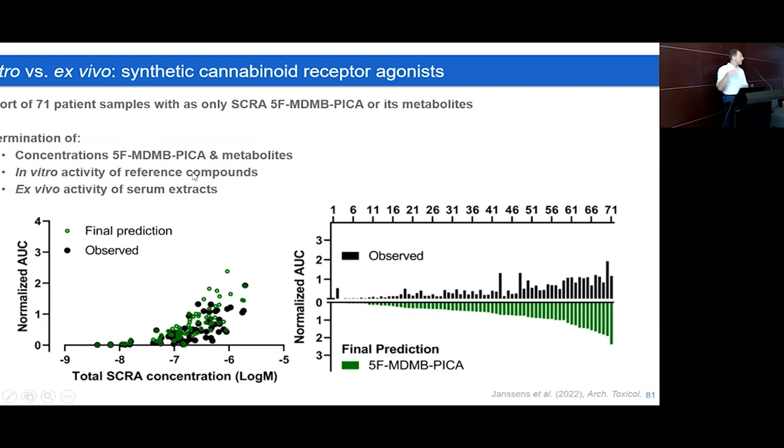So in other words, we can predict what the activity is in someone's serum and to what extent someone is really experiencing these synthetic cannabinoid effects. This is another way of representing this. You can see it's not a perfect correlation, but pretty well, we could predict what the activity would be.